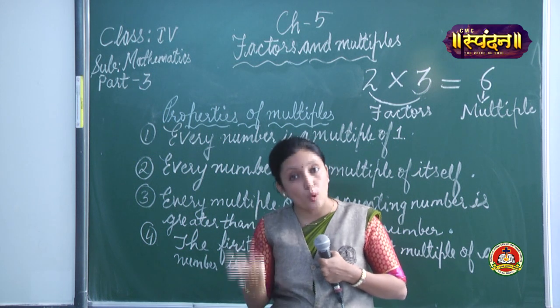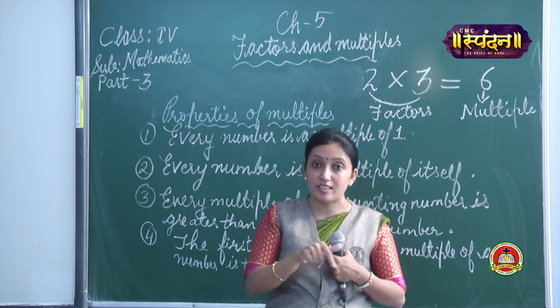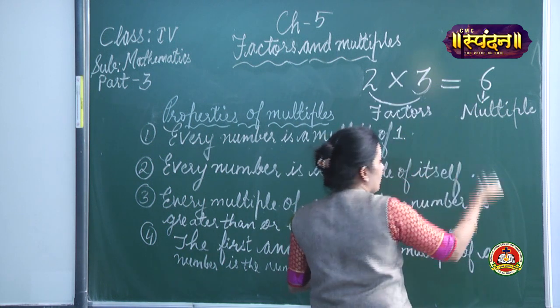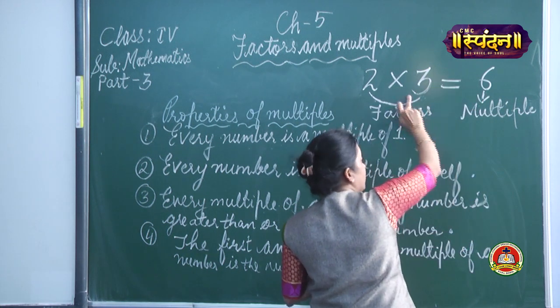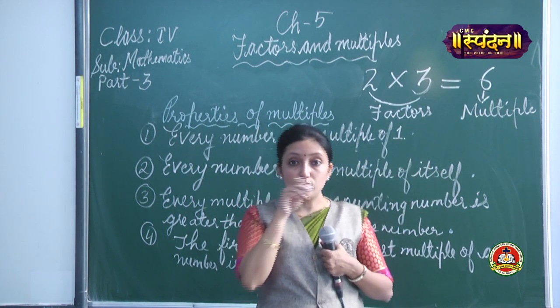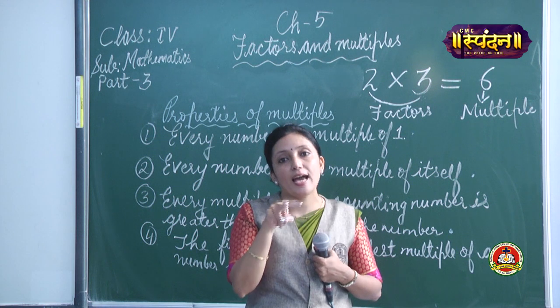This is the difference between factors and multiples. Multiples are the product which we are getting, but factors are the numbers by which you are dividing and there is no remainder, then this number is a factor of that number.